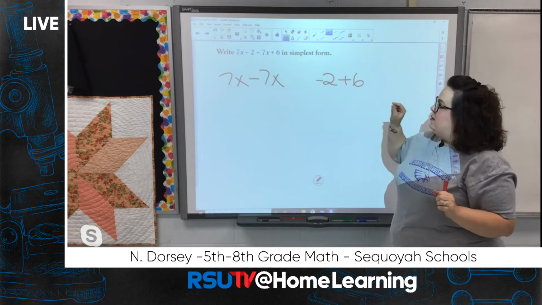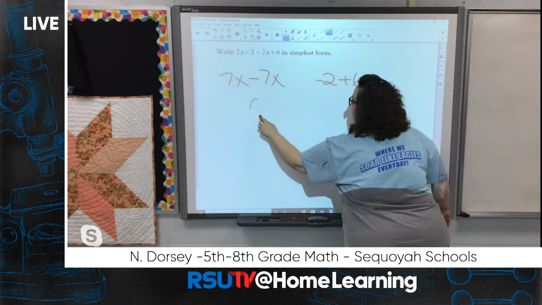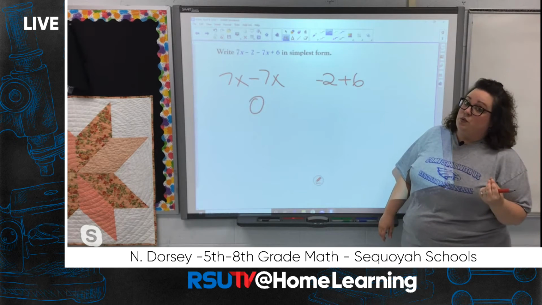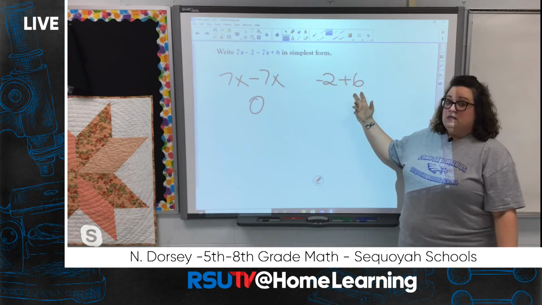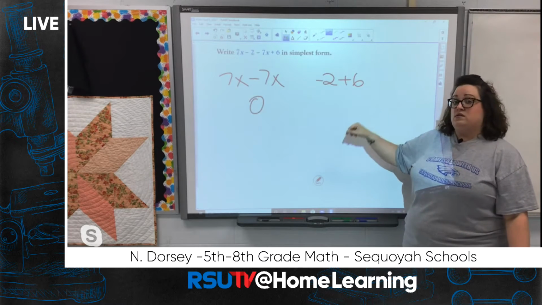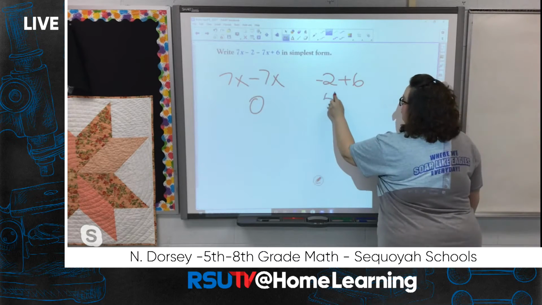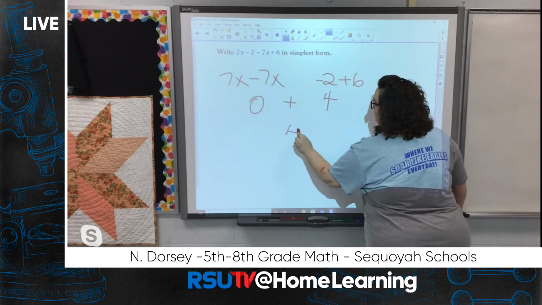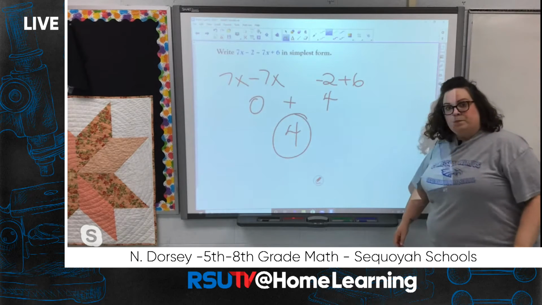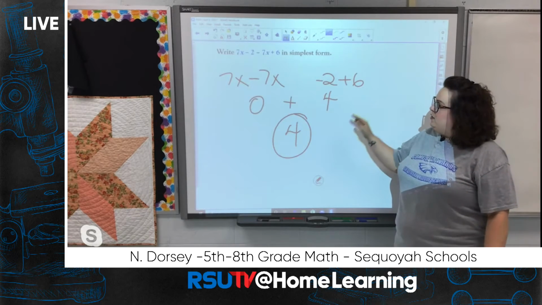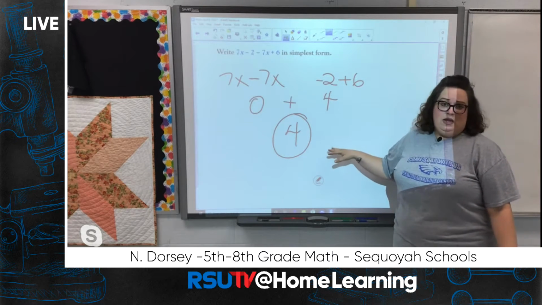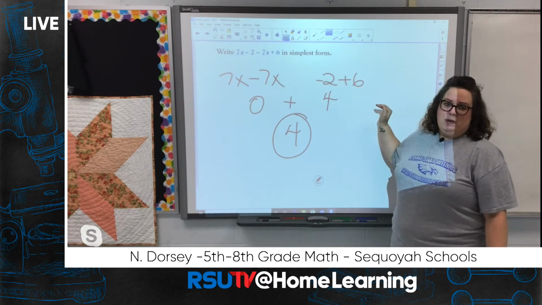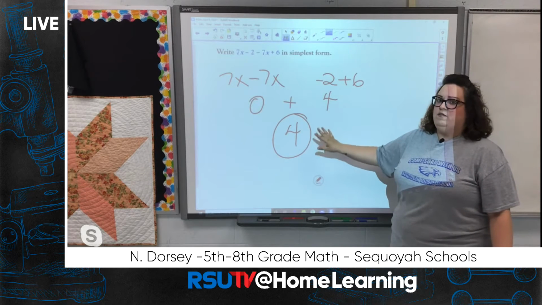So 7x minus 7x is 0. -2 plus 6, remember your integer rules, opposite signs, keep the sign of the bigger number and subtract. So that would be a +4. Now 0 plus 4 is 4, and that's my answer. It's okay when you're putting like terms together if you end up with an answer that doesn't have a variable. Just because you're dealing with algebraic expressions doesn't mean that your answer has to have a variable with it.